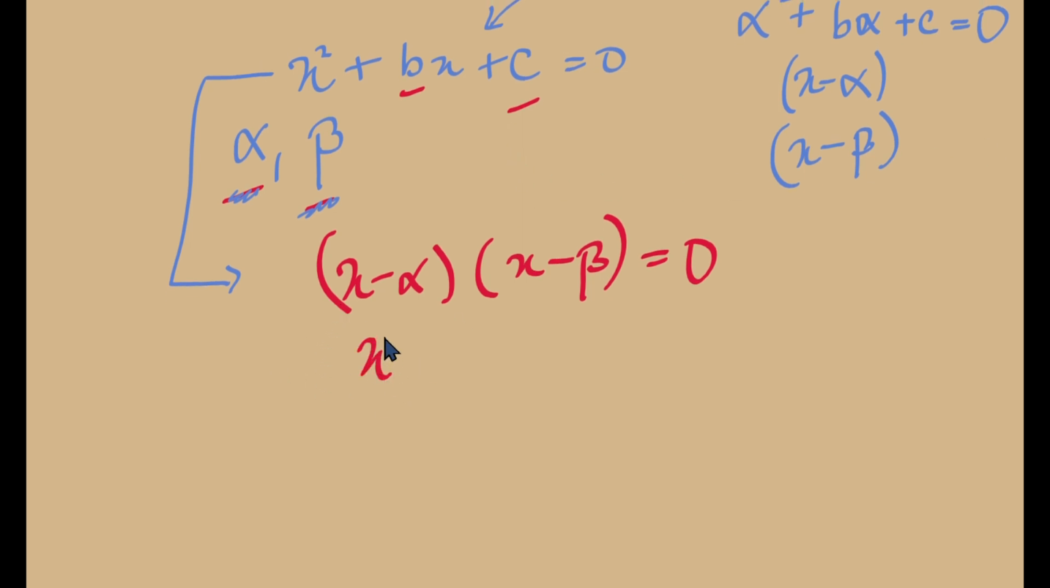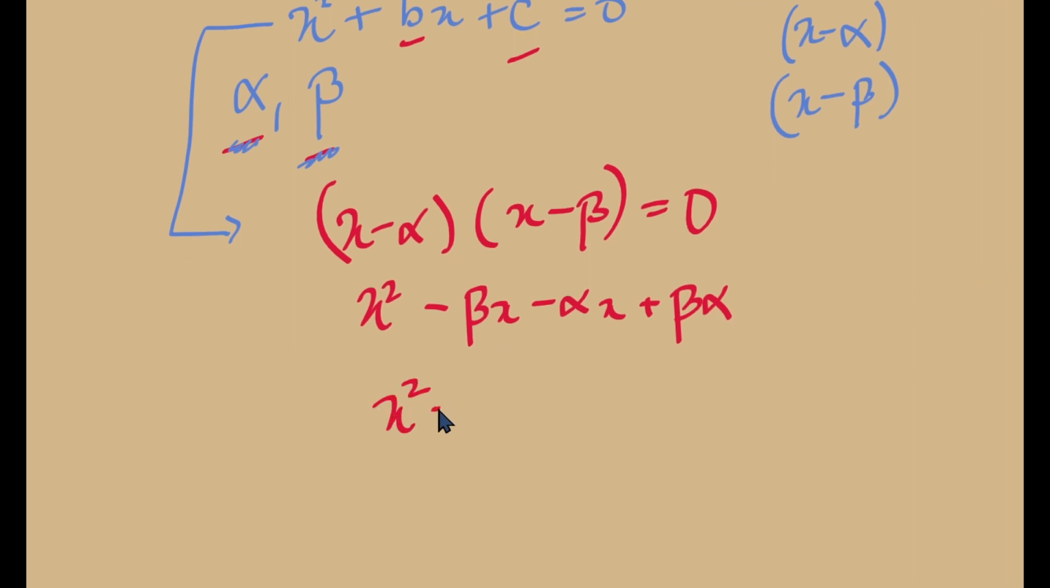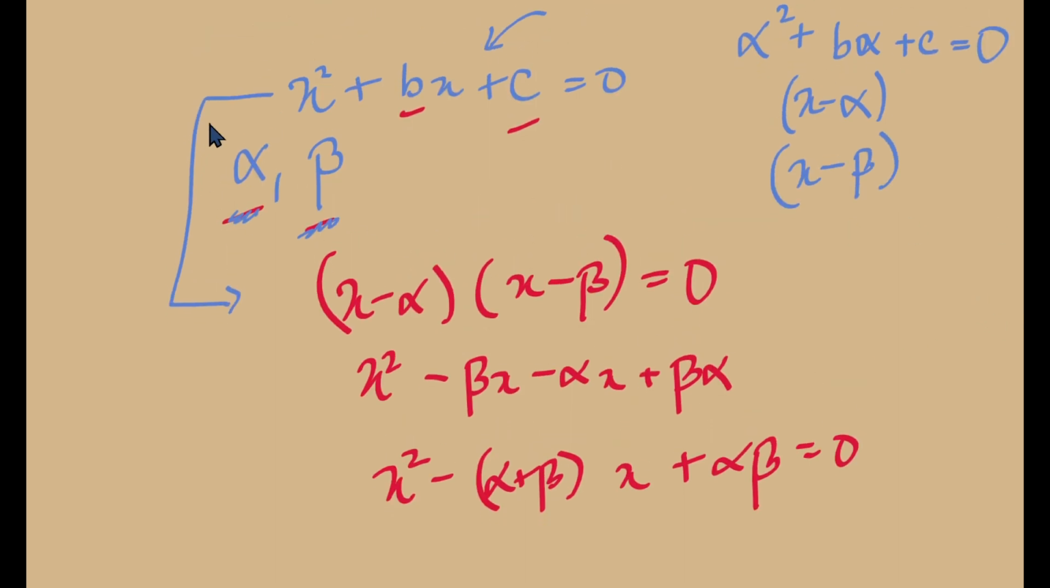So maybe if I simplify this, this will be x squared minus beta x minus alpha x minus alpha times minus beta, which is plus alpha beta or plus beta alpha, which is equal to x squared minus alpha plus beta times x plus alpha beta. So see, we are getting one other form of the same equation. So now we can compare the coefficients, because it's the same equation after all. So we'll compare the coefficients between these two equations.